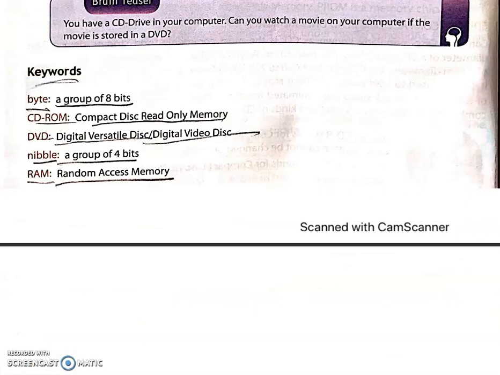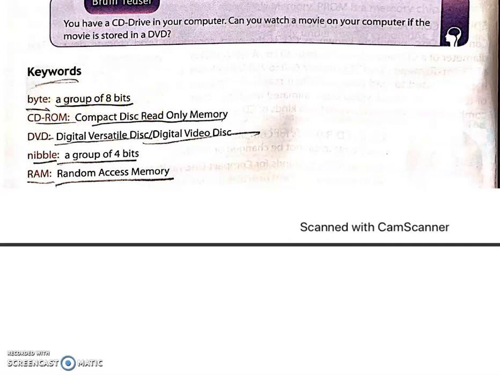Now let's learn about a few keywords. Byte is a group of 8 bits. Let's revise once more. First there is bit, 1 bit. Then 4 bits are called a nibble. Then we get bytes. So bytes are made up of 8 bits.